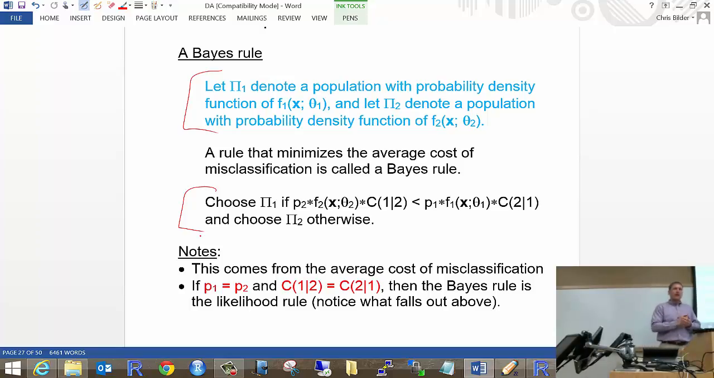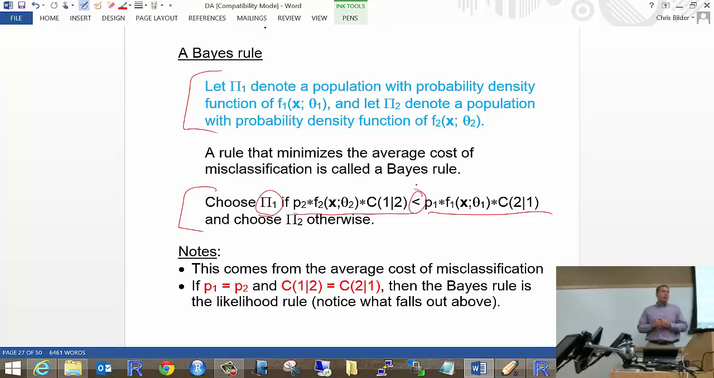So, simply, my discriminant analysis rule says, choose population 1 if P2 times the density for population 2 times the cost of misclassification, if it actually came from population 2, is less than P1 times the density for population 1 times the cost of misclassification if it came from population 1. Choose pi 1 if this occurs. If it doesn't, choose population number 2. Okay. Now here's the intuitive explanation for what's going on.